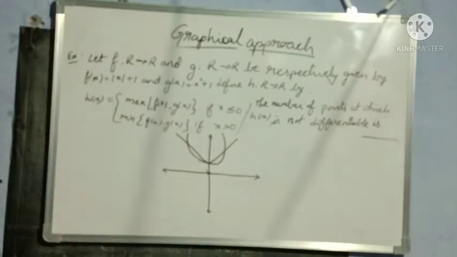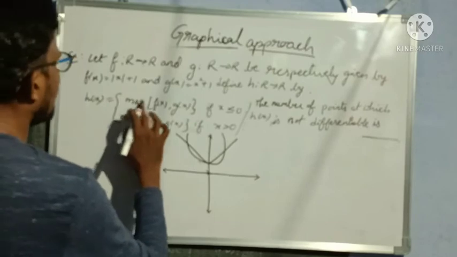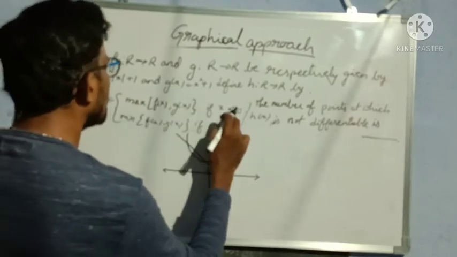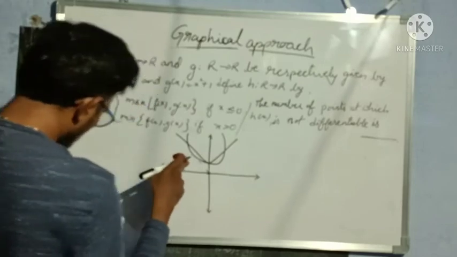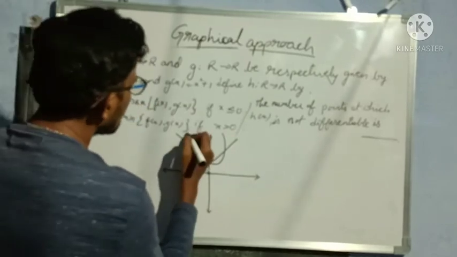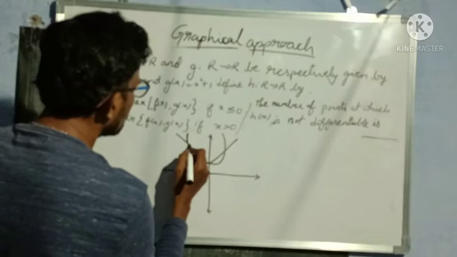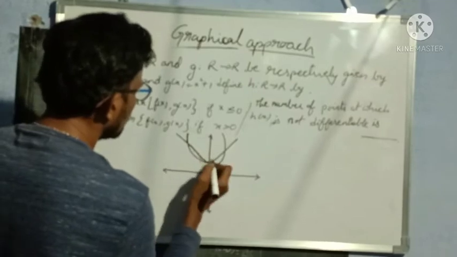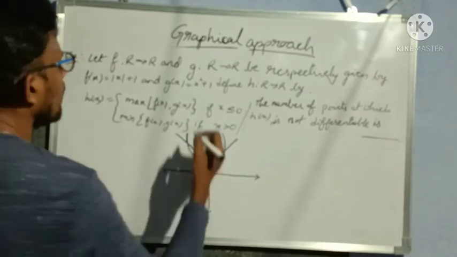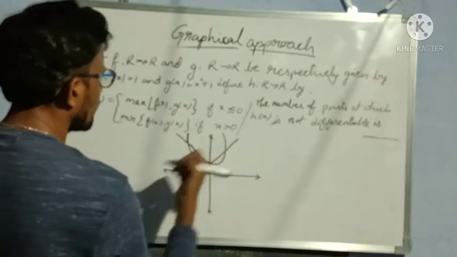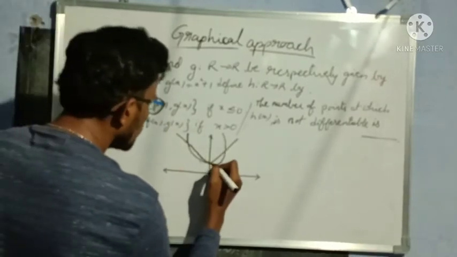Understood? So now here we have to take maximum of f of x comma g of x if x less than or equal to 0. Less than or equal to 0 means this point. From this one we have to take maximum, means top graph we have to take, means this one. Okay? Next, minimum of f of x comma g of x if x greater than 0, means this bottom one.